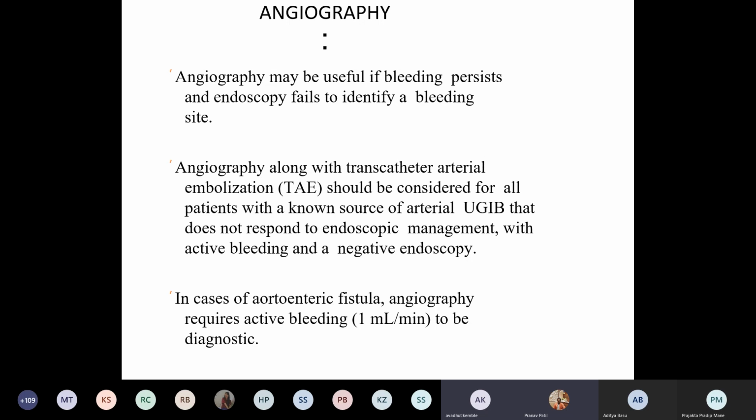One more important investigation is angiography. Angiography may be useful if the bleeding persists and the endoscopy fails to identify a bleeding site. Angiography along with transcatheter arterial embolization should be considered for all patients with a known source of arterial upper gastrointestinal bleeding that does not respond to endoscopic management, with active bleeding and a negative endoscopy. Also, in aortoenteric fistula, angiography is going to be useful.